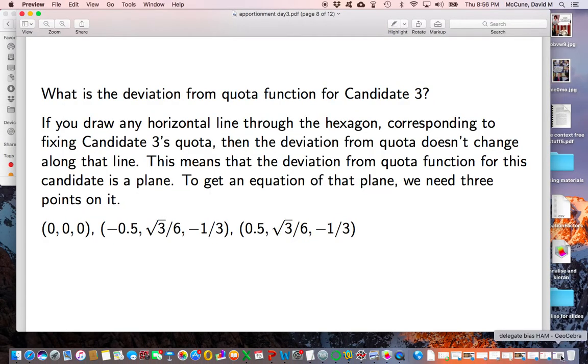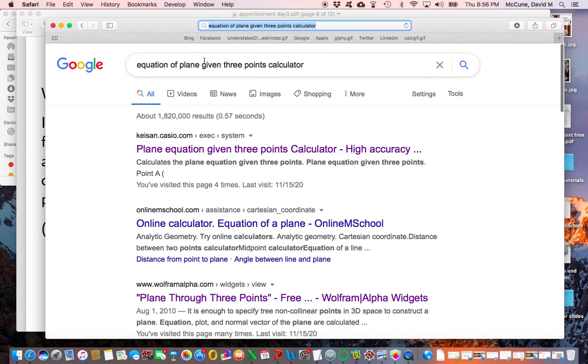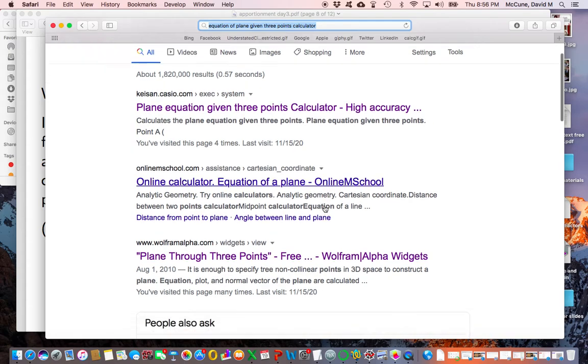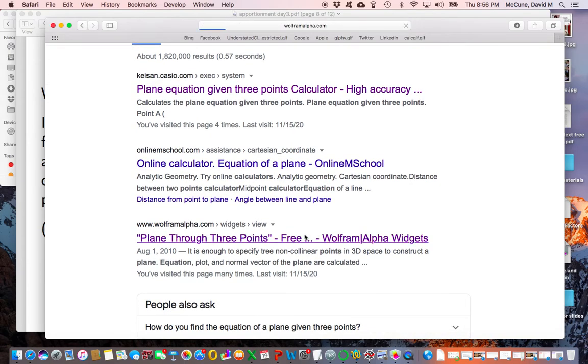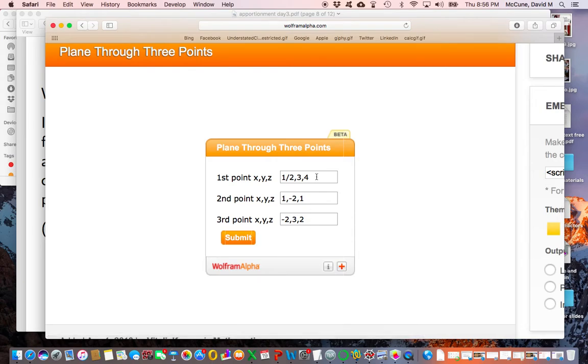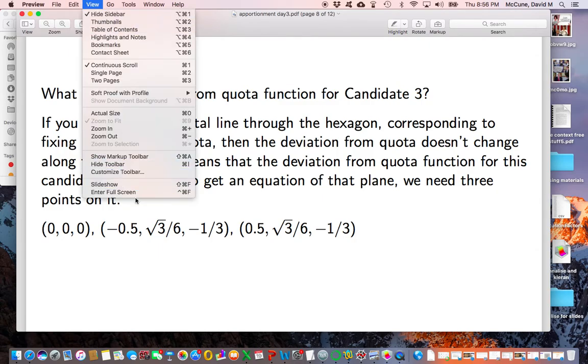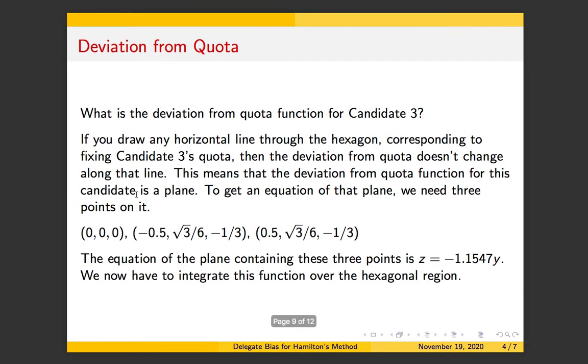You should Google "equation of plane given 3 points calculator." And there's a Wolfram Alpha widget where you can type in the 3 points. So I'll spare you the typing here. You can do this on your own. If you do that and just hit calculate, then it will just give you the equation of the plane. And it just spit out this to me: z equals negative 1.1547y is what it told me.